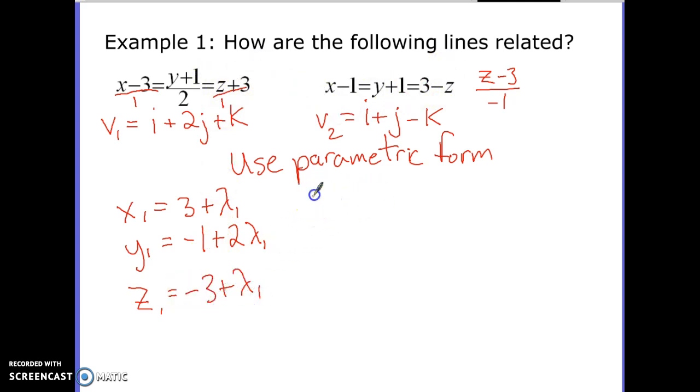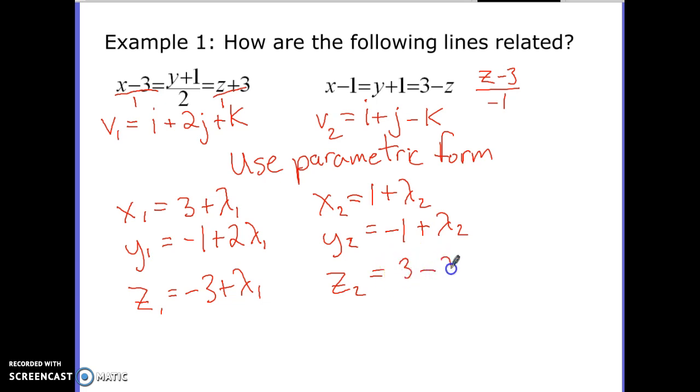Okay. x2, we've got 1 plus lambda 2. y2 is negative 1 plus lambda 2. And z2, this is the one, is 3 minus lambda 2. Okay? Now we can use these to solve, you can use any 2 of these to solve for the third.